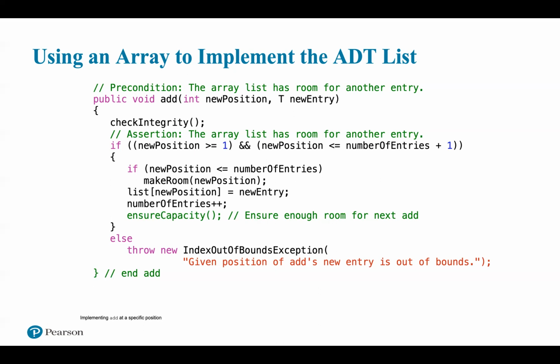The implementation of add uses a private method make room to handle the details of moving data within an array. Remember that we can add to the list at positions that range from 1 to the length of the list plus 1, according to the specification given in segment 10.9 of the previous chapter. We must throw an exception if the given position is invalid.